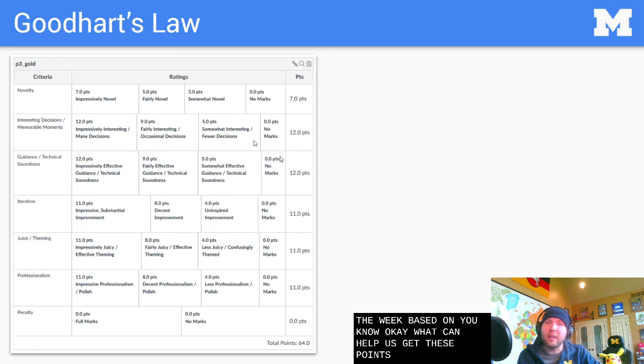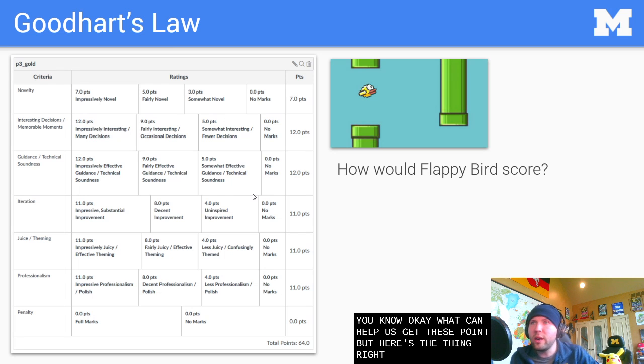But here's the thing, right? How would a game like Flappy Bird score on a rubric like this? This rubric has an interesting decisions criterion. It has a novelty criterion, right? It has a professionalism criterion. Flappy Bird wouldn't do very well, would it? Flappy Bird, one of the most popular and enjoyed games on the planet, would probably struggle a lot, particularly on the interesting decisions point. Does that mean the rubric's messed up?